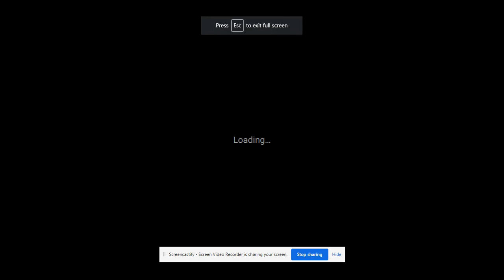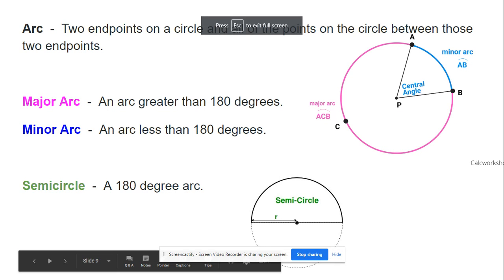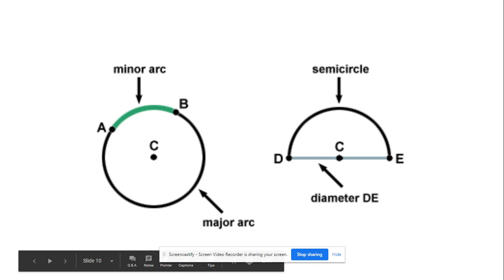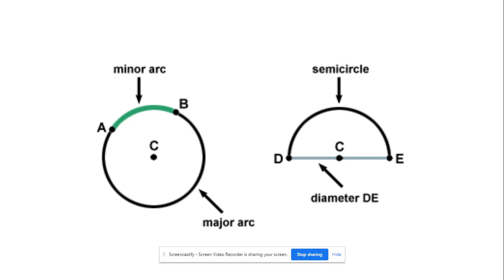Next one. Be able to identify what that is, and just write down definitions. Just another picture of a minor and major arc. Again, they have to be on the rim, on the outside of that circle. Remember, a semicircle is basically half of the circle. The half line is the diameter. It goes from edge to edge. Some of you are still confusing radius and diameter. Diameter is the whole line. Radius is half. So the radius would be DC or CE here.